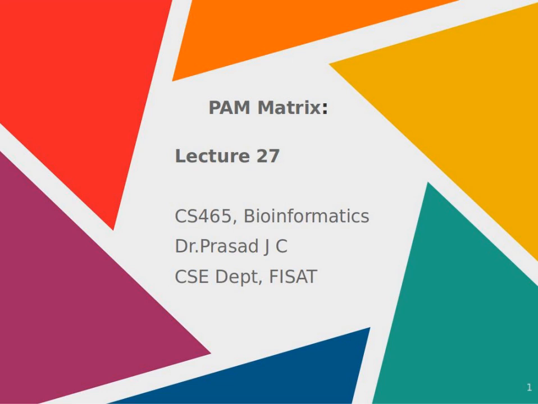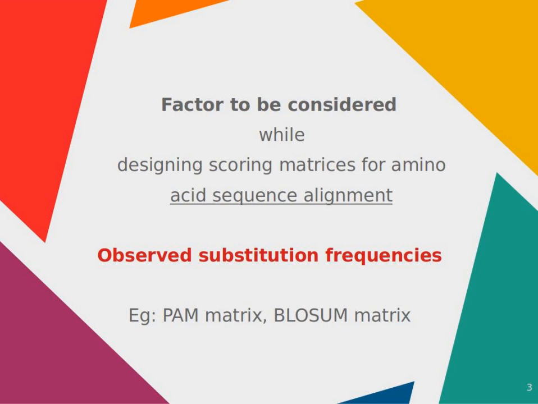Hello students, we know that scoring matrices tell the similarity of biological sequences. We have discussed the identity matrix, BLAST matrix, transition-transversion matrix, distance matrix, substitution matrix, and similarity matrix in the last class. There are several factors to be considered while designing scoring matrices for amino acid sequence alignment.